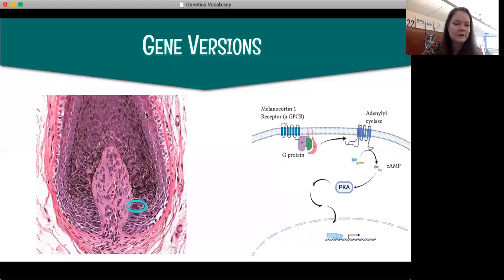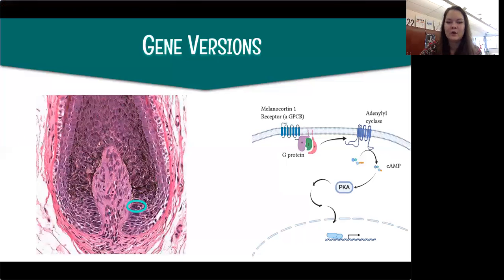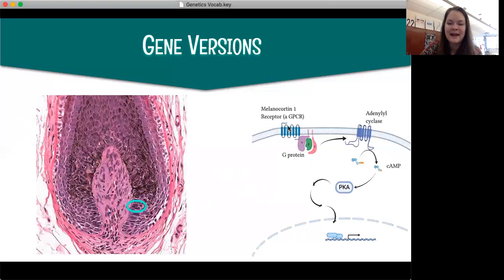And so for this, we're going to use the example of a particular type of cell that is found in hair follicles. And that little guy right there that I have circled is called a melanocyte. And on the surface of the melanocyte is a melanocortin-1 receptor. It is a 7-transmembrane protein receptor that is G-coupled. So here's our G protein.